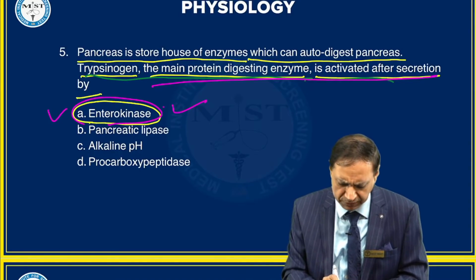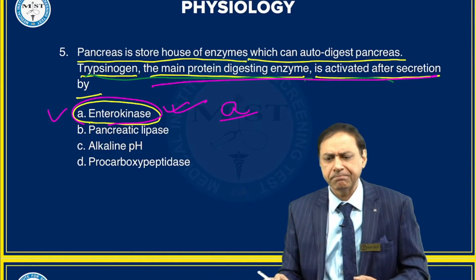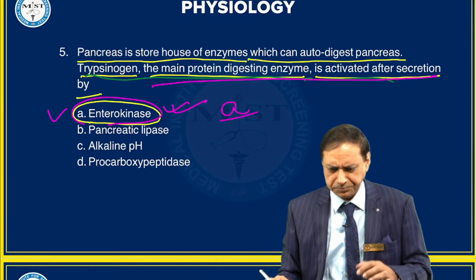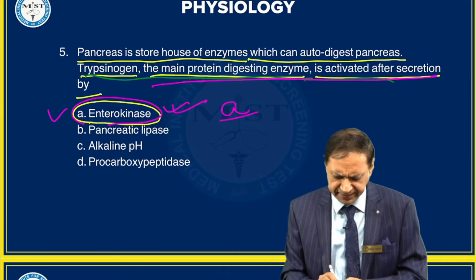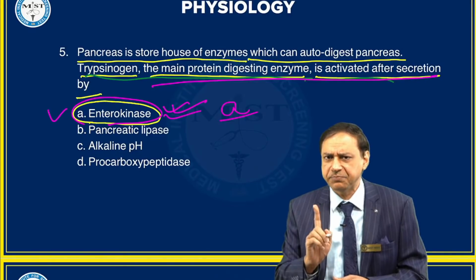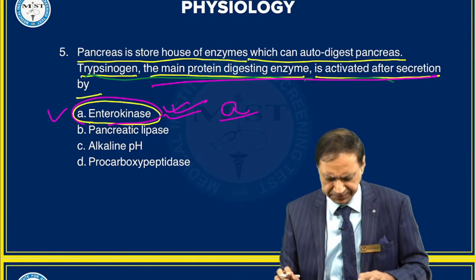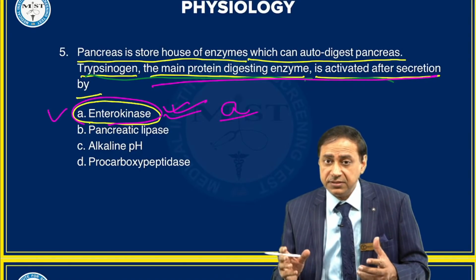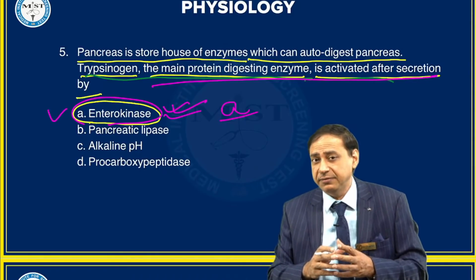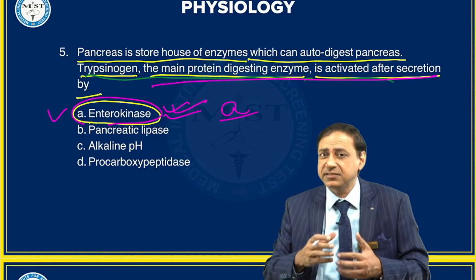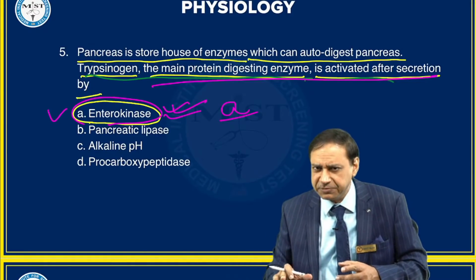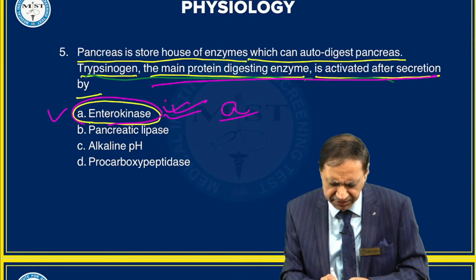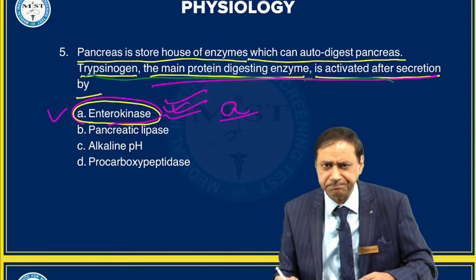Enterokinase. A is the answer here. Don't forget the importance of this enzyme, enterokinase. This is such an enzyme which is 40% carbohydrate, so somehow it is not digested. This enzyme itself is not digested by trypsin. It's a special enzyme. A is the answer here, not B.